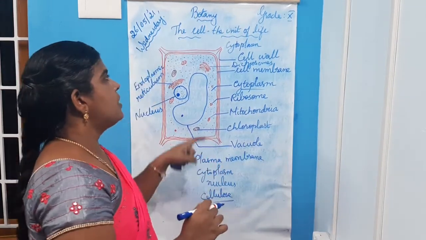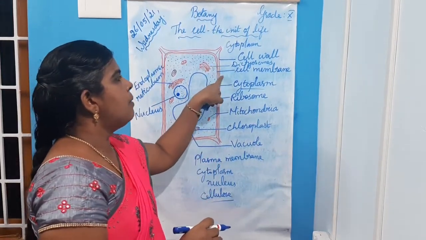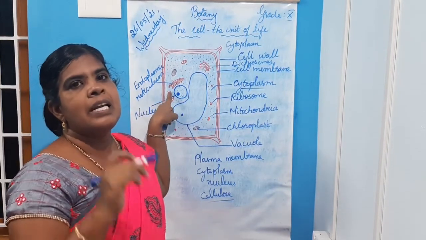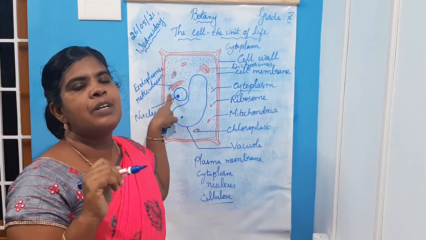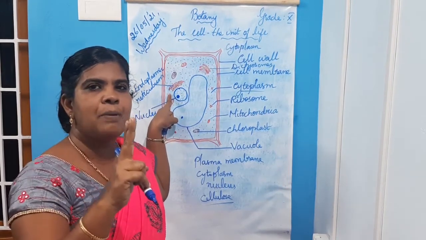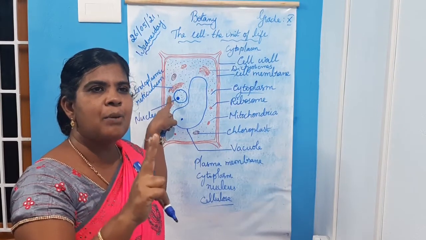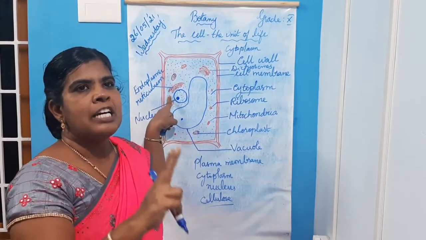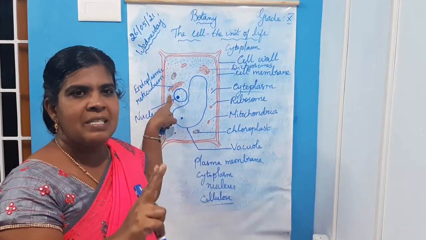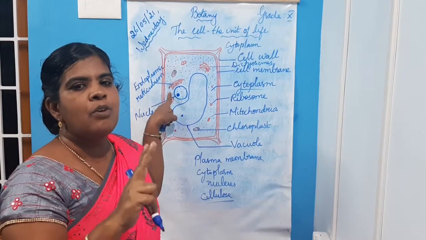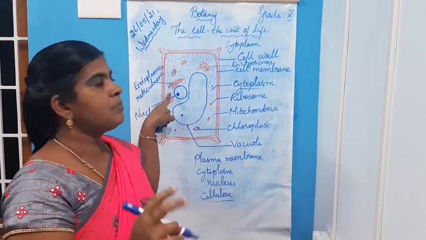So you all know the function of the cell wall, then the cell membrane, then about the endoplasmic reticulum. There are two types of endoplasmic reticulum: rough endoplasmic reticulum and smooth endoplasmic reticulum. Rough endoplasmic reticulum has the cell organelle ribosome that is involved in protein synthesis.